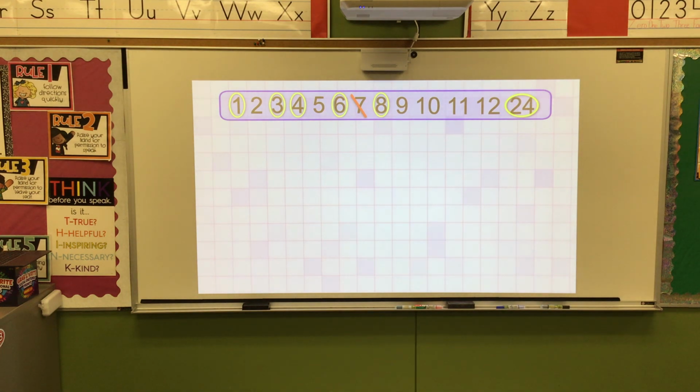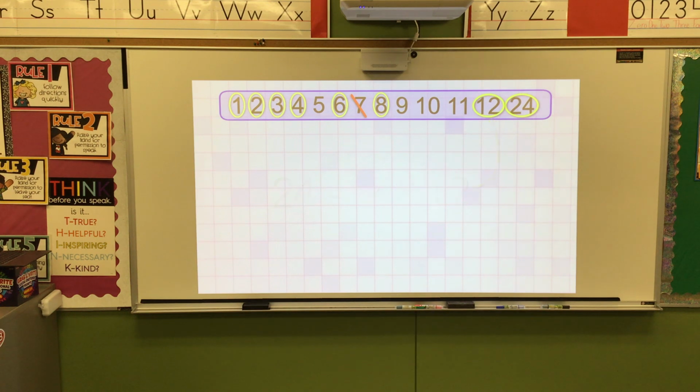Now let's move on and test 2. If we divide 24 by 2, we get 12. So yes, 2 is a factor because it divided evenly. You can factor 24 into 2 times 12. That means that we can also circle 12 as a factor of 24.